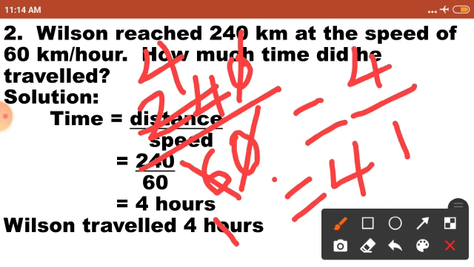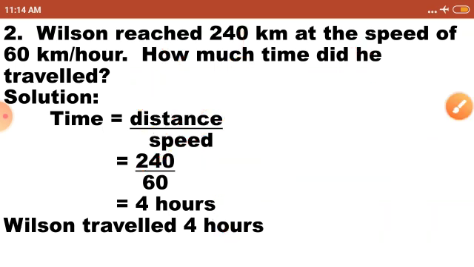If this is not easy for you, you can use the long division method. If you are using the long division method, this 240 will become the dividend and this 60 will become the divisor. And what you got in the quotient, that will become the answer. So Wilson travelled 4 hours.